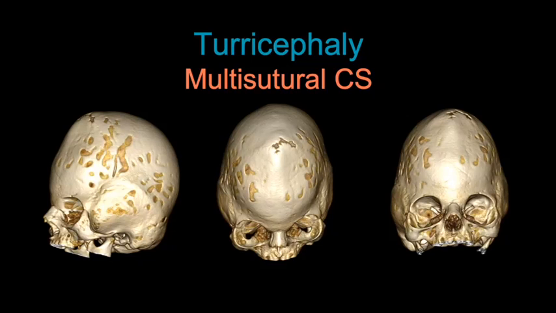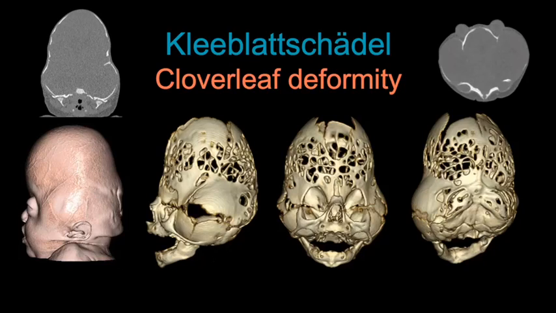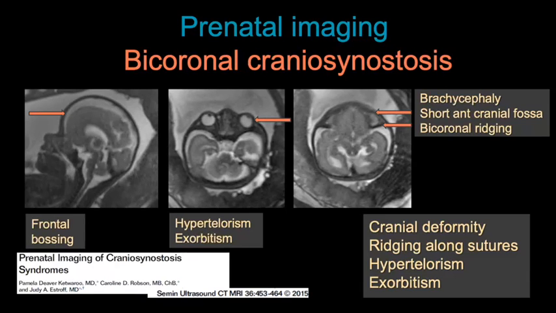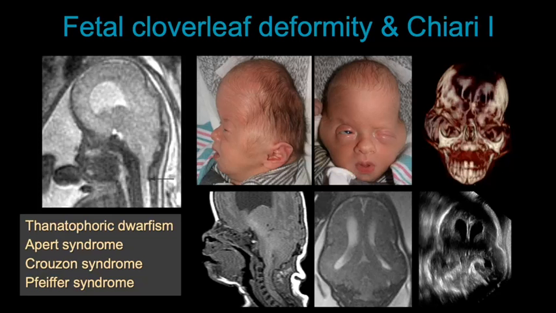Turricephaly or towering head due to multi-sutural synostosis, and clover leaf deformity, again due to multi-sutural synostosis with here prominent convolutional impressions. Prenatal imaging, look for frontal bossing, hypotelorism, a very early sign, shortening of the anterior cranial fossa, coronal ridging over here, and in this case, a clover leaf deformity with ventriculomegaly, effaced extraaxial spaces, cerebellar tonsillar herniation, as seen in syndromes such as thanatophoric dwarfism, Apert, Crouzon, and Pfeiffer syndrome.